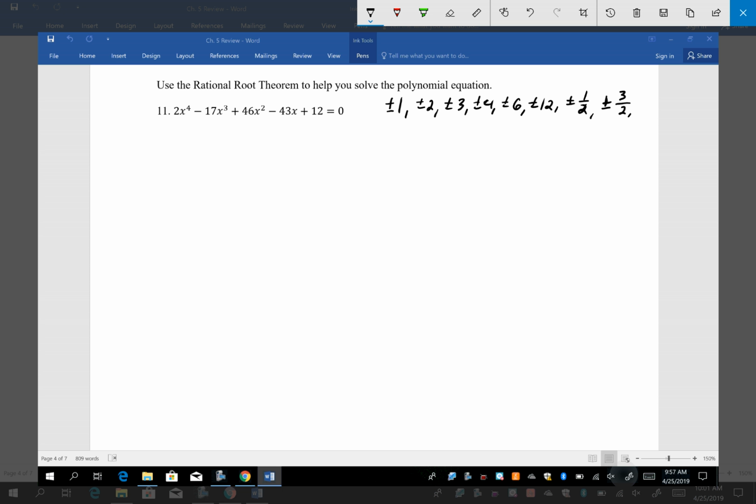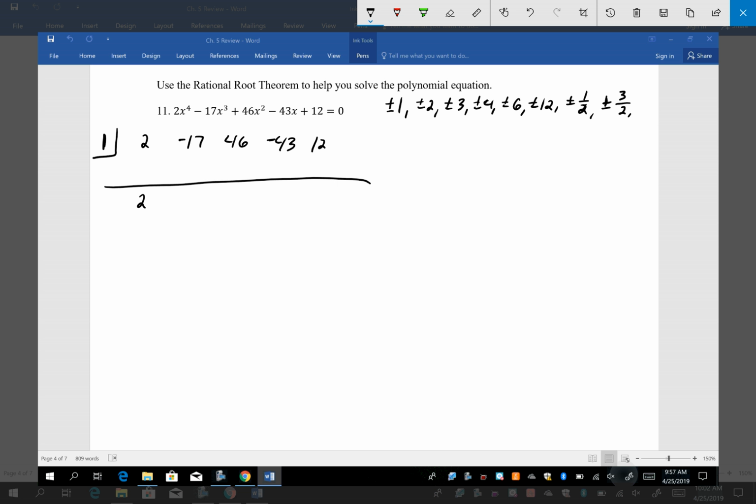You guys don't believe me. That's all right. Here we go. I'm going to start with 1. All right, my numbers are 2, negative 17, 46, negative 43, and 12. Am I missing any? Do I need any placeholders? No. Let's hope 1 works. Please, God, let it work.